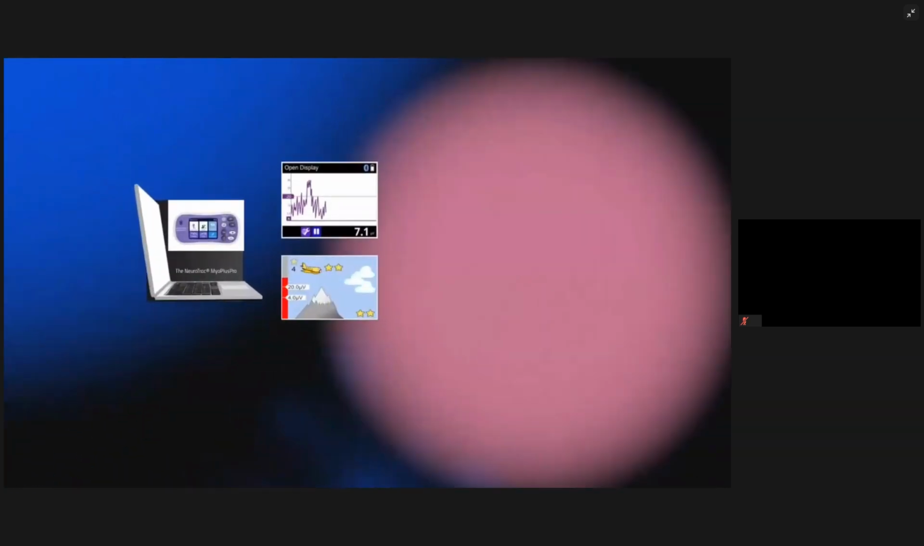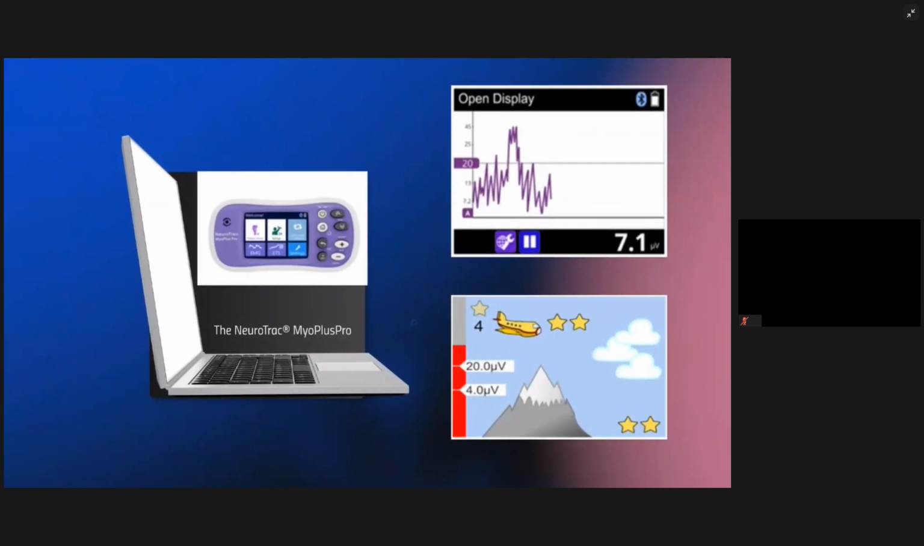Okay, the protocol of treatment. As a device, we use the new Trainer Plus Pro, and there were 2 main displays. We use the open display. You can see in the first figure the waveform line during activation, and the second one is a game. By contracting the submental muscle, participants move the plane and reach the stars.